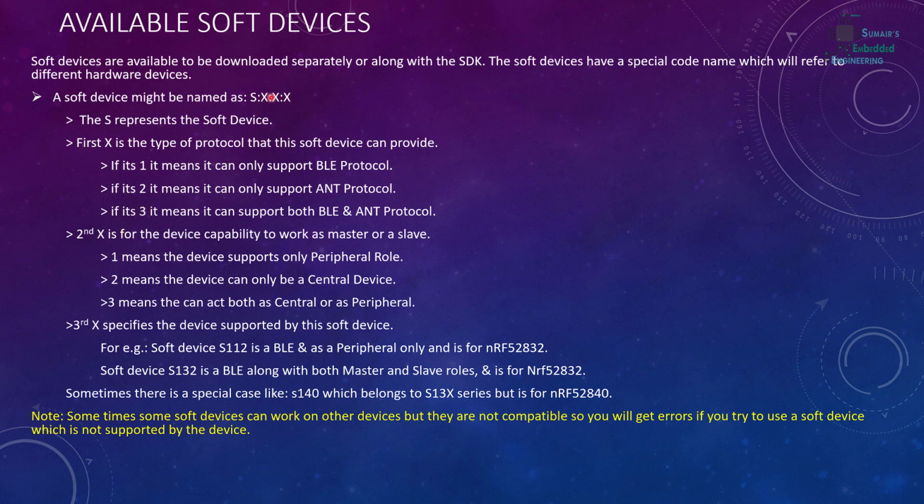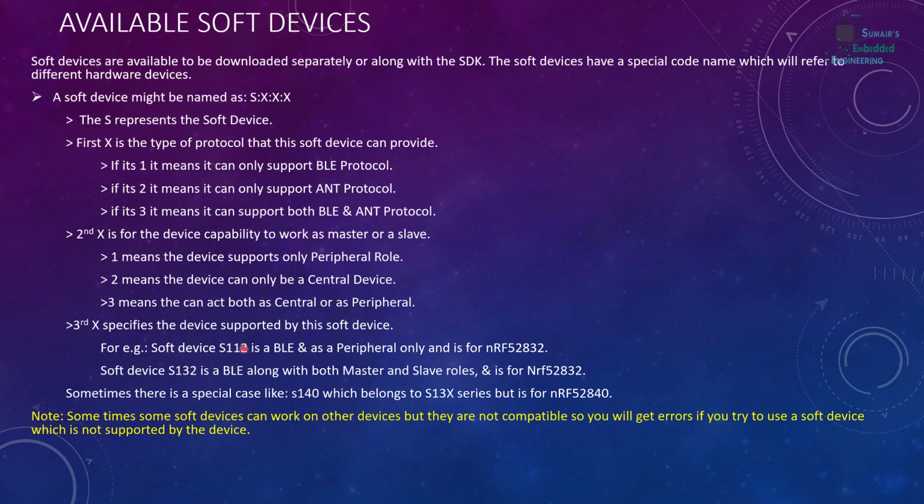The second X represents the device's capability. It can either be a master or a slave. If it's 1, then it means it has a peripheral role, which means the device can only work as a slave. And if it's 2, then it means it can only work as a central device or a master device. If it's 3, then it means it can work both as a central and as a peripheral device. So mostly the soft devices that are available are peripheral role and central or peripheral, and we don't normally use this central only. So the third X represents the device chip that is supported by the soft device.